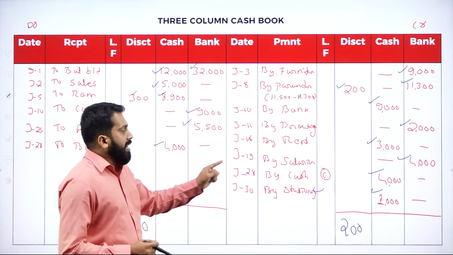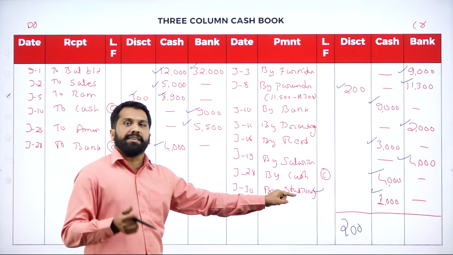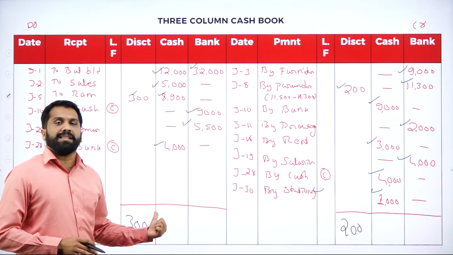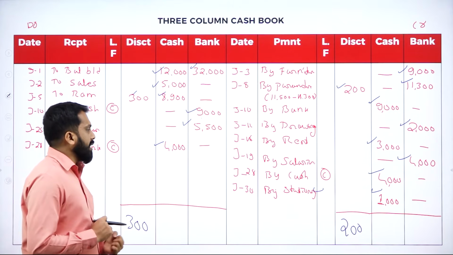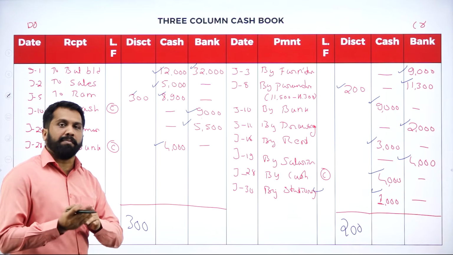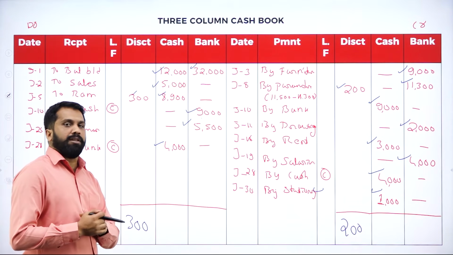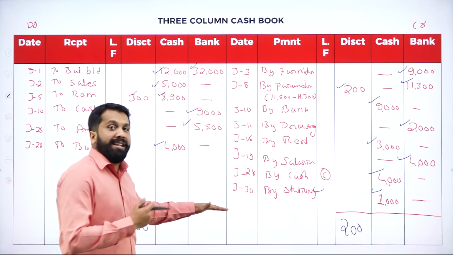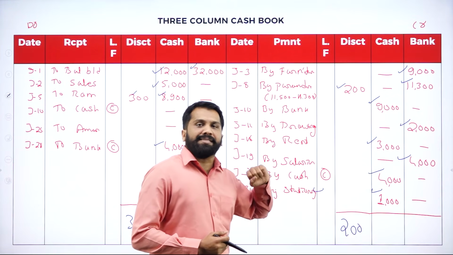Why? Because in a payment, it reduces income for you. In a receipt, it is reduced, so it is a loss for you. Clear? Yes. Now we'll go one by one. First, we'll go for the bank column. Later, we'll come to the cash column. Always remember, total the debit side first. Later, you can go for the credit side.